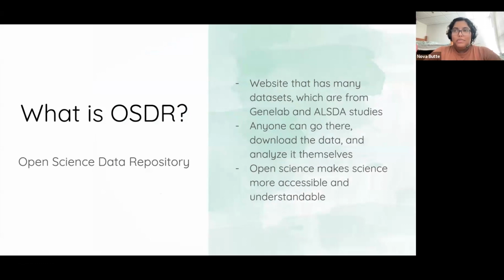So it's part of open science, and the aim of open science is to make science more accessible, more understandable, remove barriers to entry so that more people can get interested in science, so that people don't always think that science is like a big mysterious black box or anything.